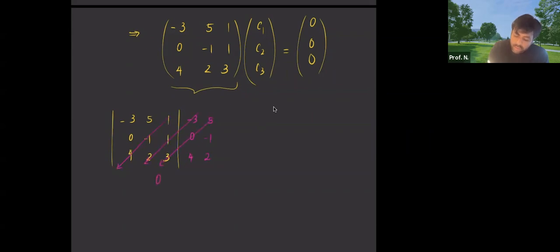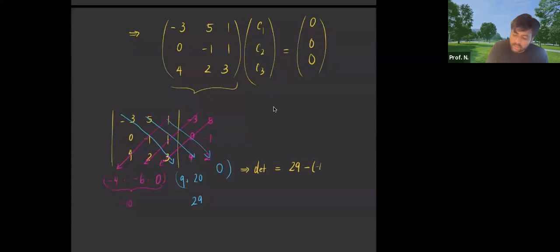This is 0, this is -6, this is -4. If you add them all up, you get -10. And then if you go the other way, this is +9, this is +20, and we get 0 again. So when you add these up, you get 29. And the idea is that you subtract these numbers to get the determinant. The determinant will be 29 minus -10, which is 39, which is non-zero.